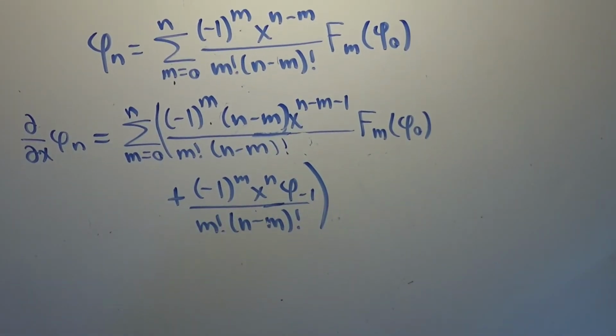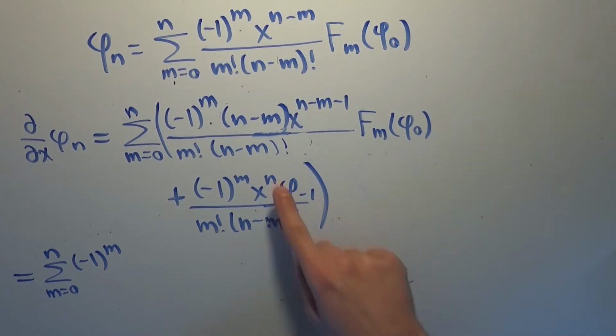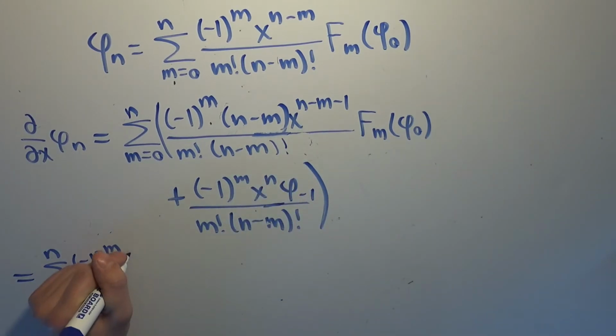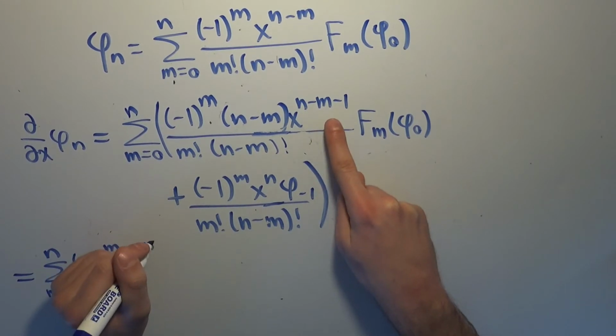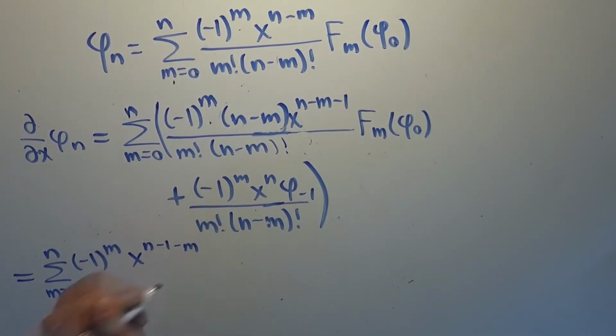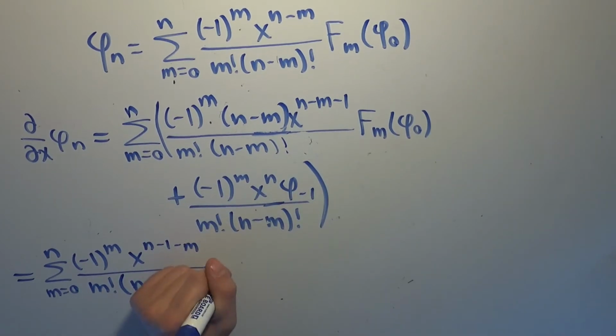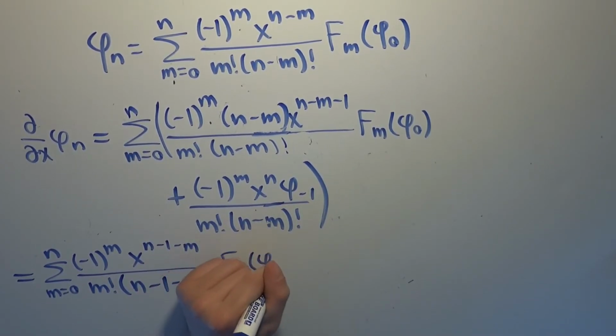So before we can actually assess if this is going to just give us phi n minus 1, we have to break up these two pieces and analyze them separately. So the first one, of course, can be written as the sum from m equals 0 to n of negative 1 to the power of m. And now you'll notice that this n minus m here in the numerator and this n minus m in the n minus m factorial are going to cancel each other. So I can just take x to the n minus m minus 1, rewrite it as x to the n minus 1 minus m. You'll see why I'm doing that in a moment. And I divide by m factorial, and of course the n minus m's cancel, so I now have n minus m minus 1 factorial. But I'm actually going to write that as n minus 1 minus m, like so. And that's, of course, being multiplied by big F sub m of f inverse.